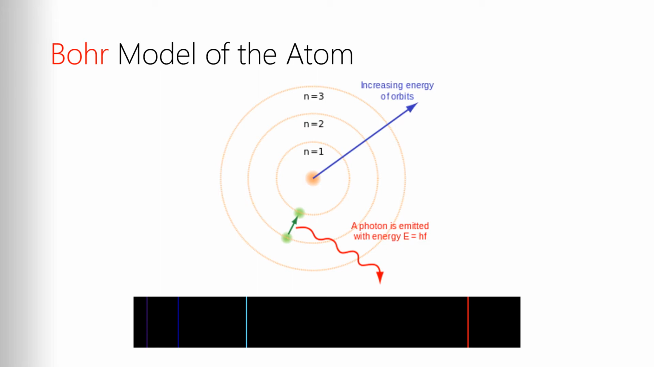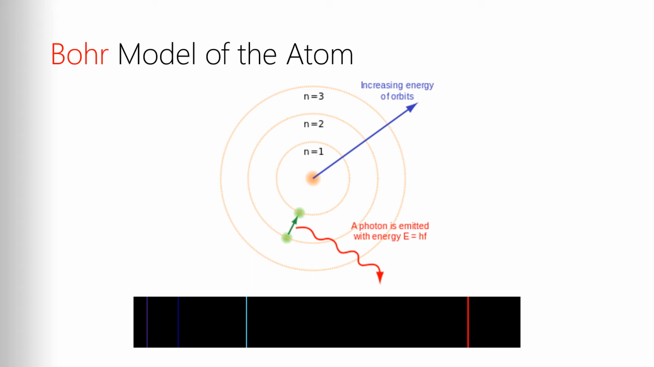But when it falls down, it has to lose energy. And this loss of energy is a photon, right? So that loss of energy is a photon, and because we know the wavelength of the light emitted, we can determine what the difference in energy has to be between the orbits. And Bohr is able to completely mathematically solve the hydrogen spectrum using this idea.